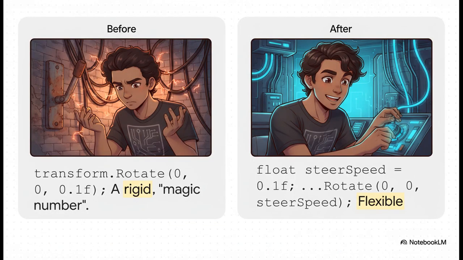Just take a second to look at the difference here. On the left, we've got the old way, a magic number. If you came to this code for the first time, you'd have no idea what 0.1f is supposed to be. It has no meaning. But on the right, we have steer speed. The code now explains itself. It's self-documenting. And even though the car will drive exactly the same for now, our code on the right is so much better. It's more readable, it's easier to change, and it's just more professional.